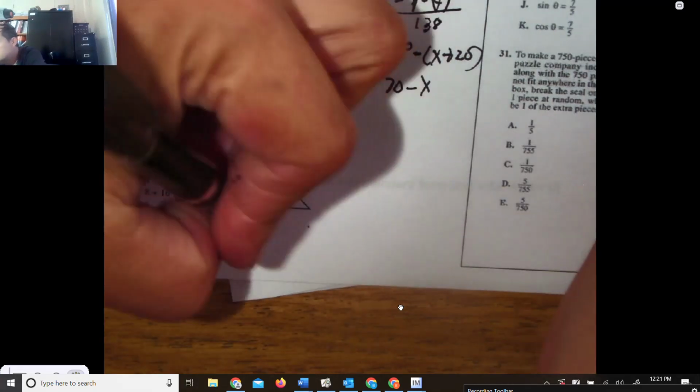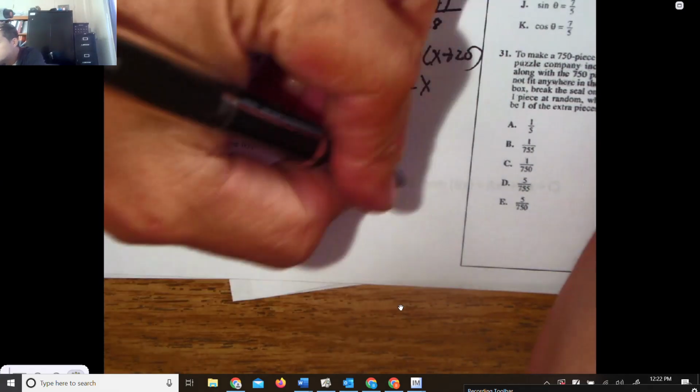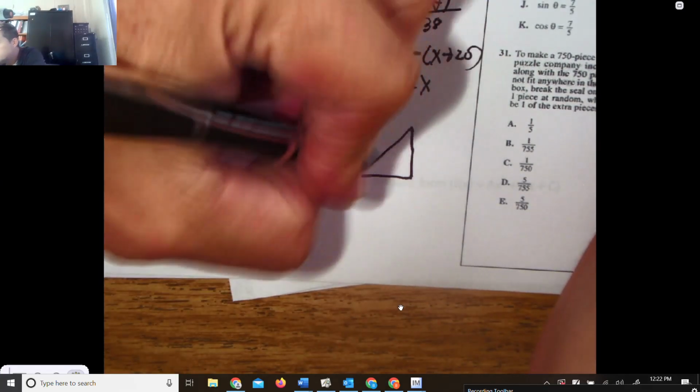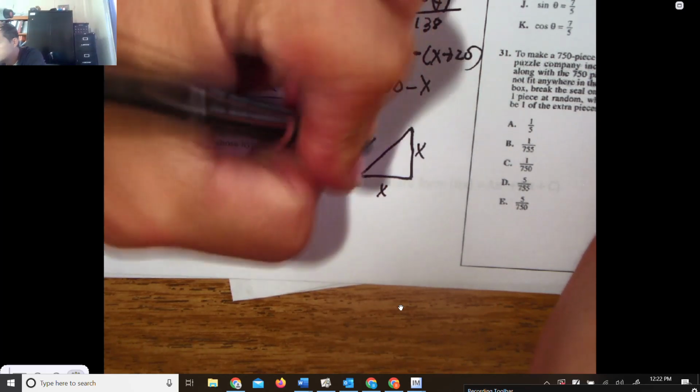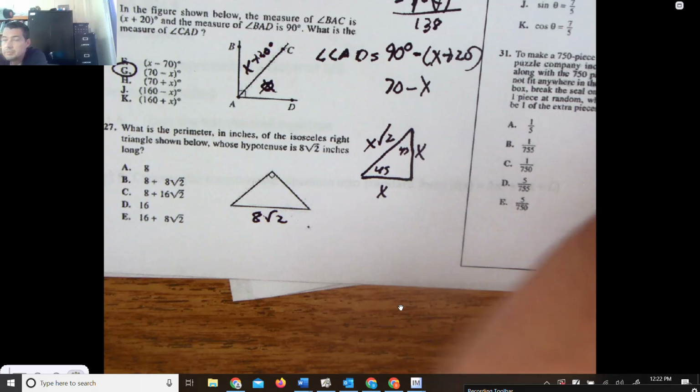8 root 2 long? So when you had Miss Cantrell last year, she asked you to memorize x root 2, 45, 45, 90. You memorize it.